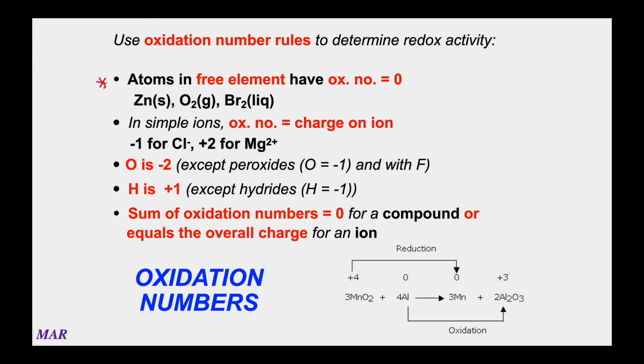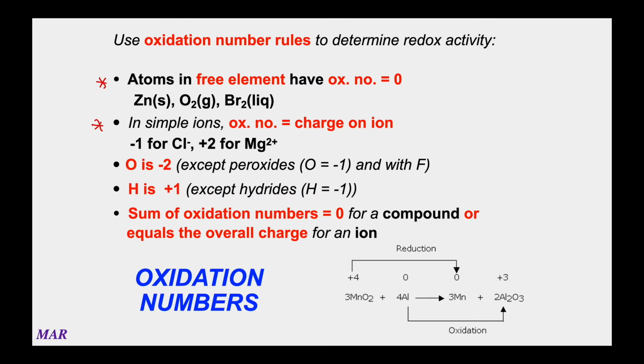Most of the time, if you have a simple ion, the oxidation number just equals the charge on the ion. So if you had chloride, which is Cl -1, the oxidation number would be -1. And magnesium, which always has a +2 charge, would be +2 for the oxidation number. If you had an iron 3+ ion, then the oxidation number would be +3. On the other hand, if you had an iron +2, then of course the oxidation number would be +2.